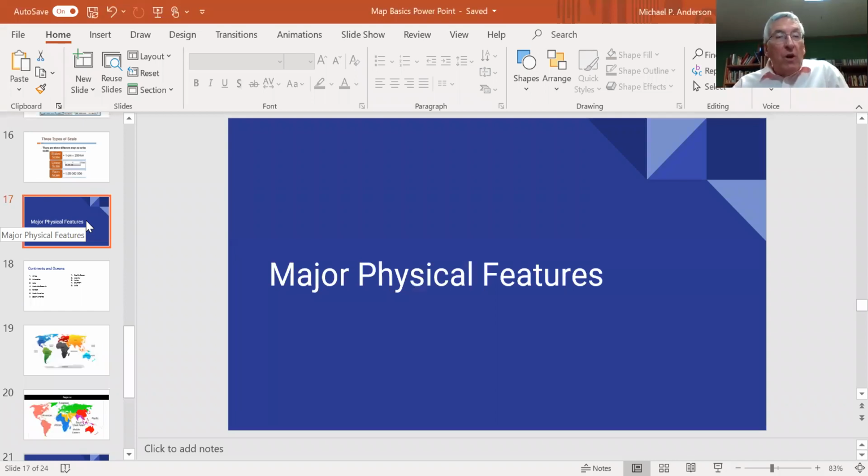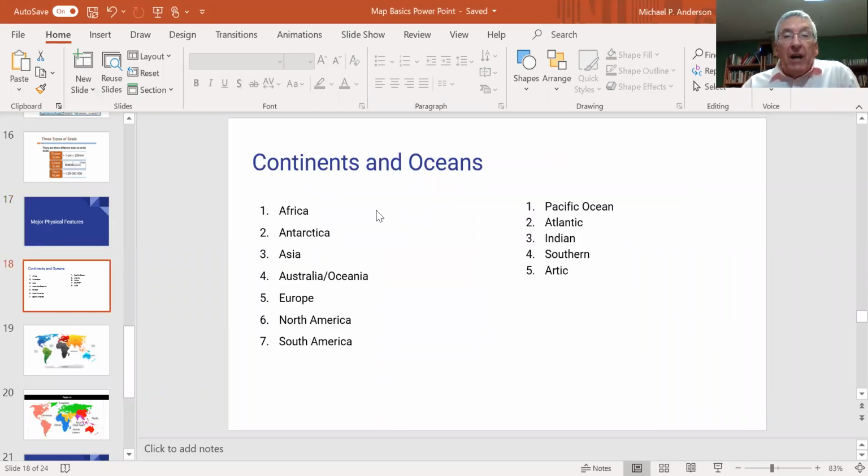Major physical features. Well, what are the biggest physical features? Yeah, continents and oceans. Do you remember where they are? Note that this slide shows Australia and Oceania. Yeah, I just taught you Australia. Lots of geographers lump all the islands of the Pacific in with Australia. They call it Oceania. And here's that Southern Ocean that we talked about. Not going to be tested, but you know where it is. It's that area between the tip of South America and Africa down to Antarctica.